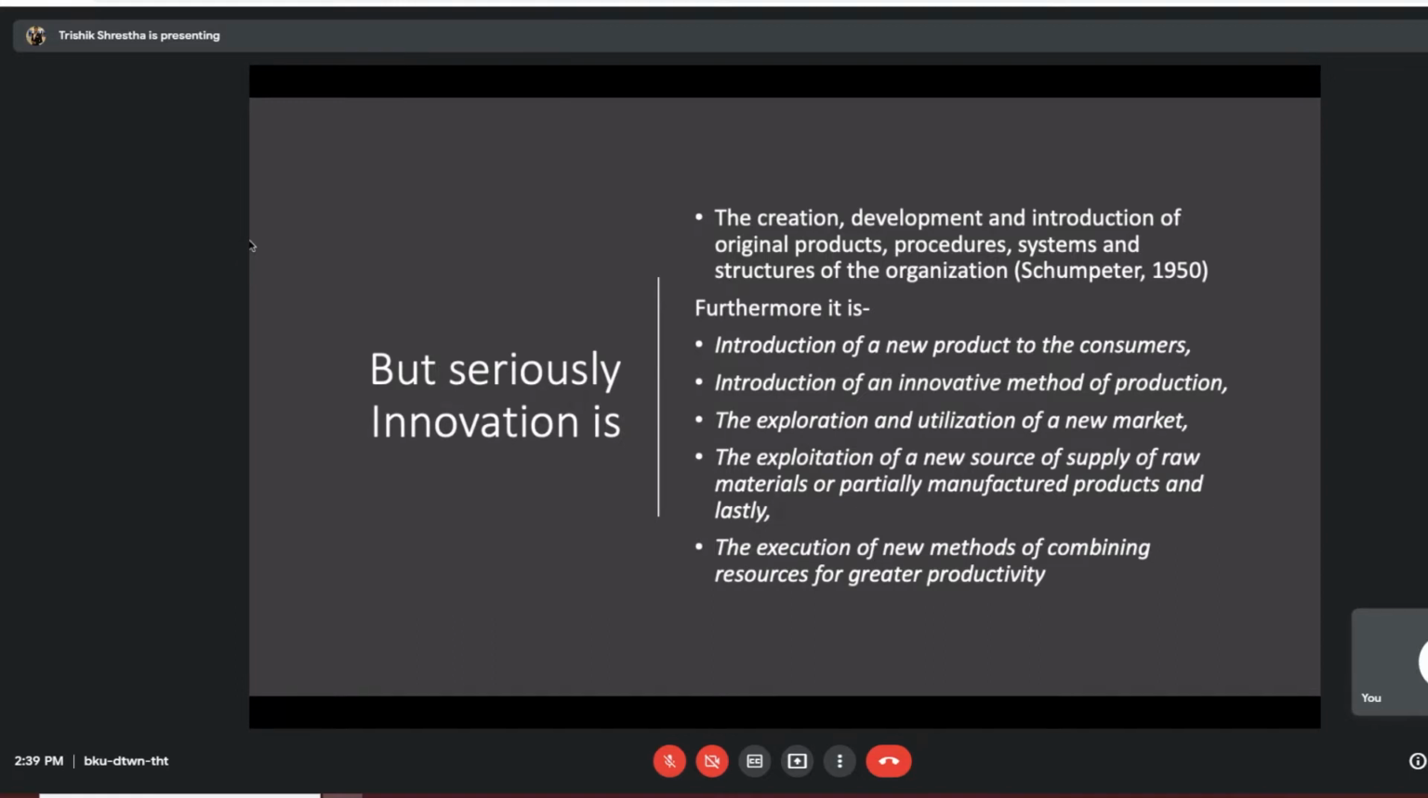So furthermore, this definition also says that innovation is the exploration and utilization of new markets. Like, do you guys know that the actual reason behind creating these small sachets of shampoos is not just to make your travels easier? Like when I travel, I tend to carry these small shampoo sachets because it's more convenient that way. That's obvious, right?